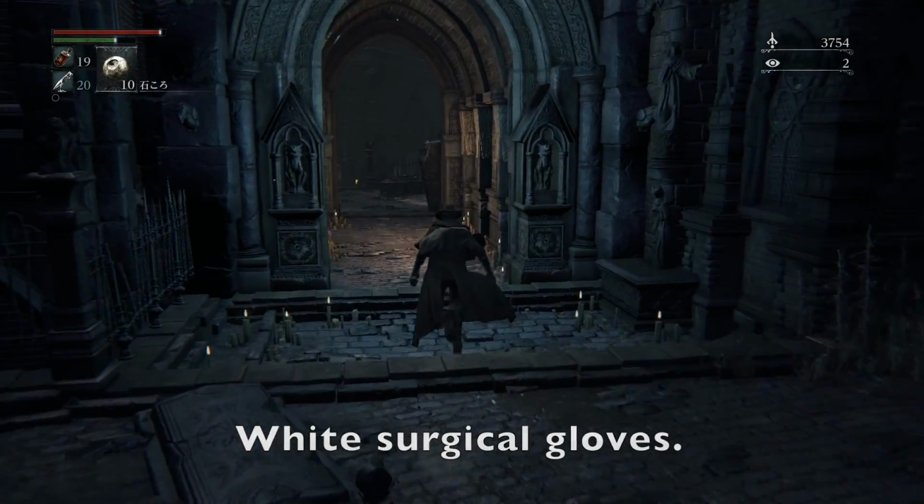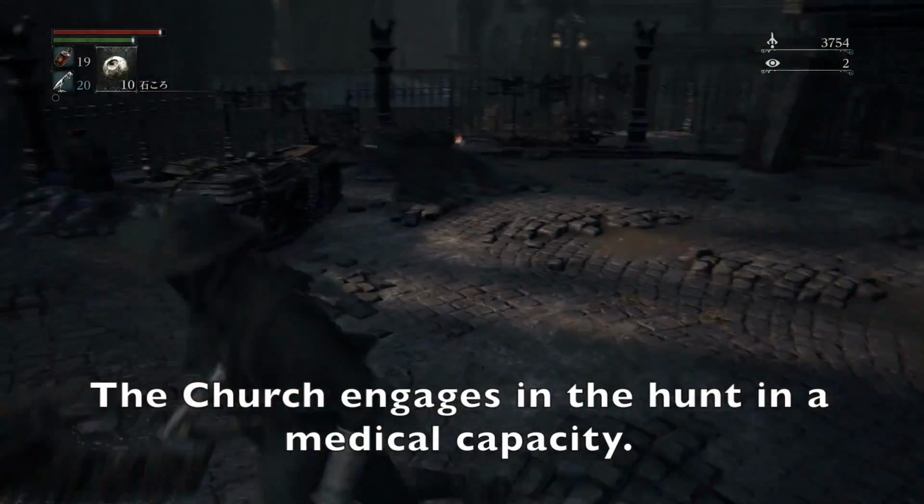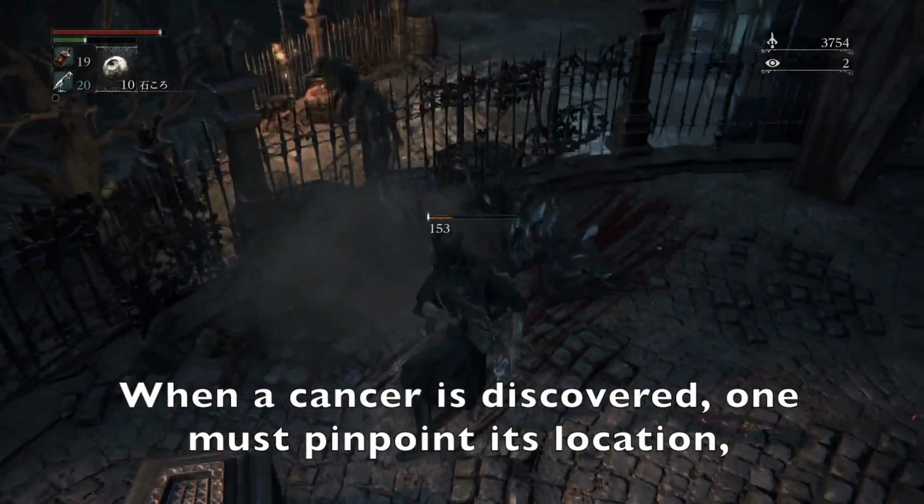Long white gloves used in surgery. The fine embroidery protects those who use them with a spell. The church's hunt is a type of medical activity, and it is direct contact and extraction that are the most important things.